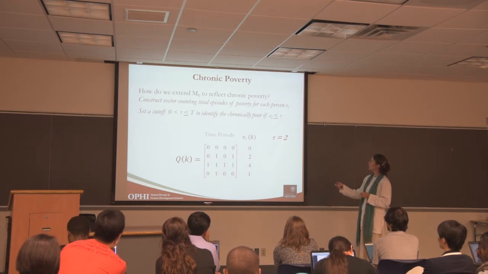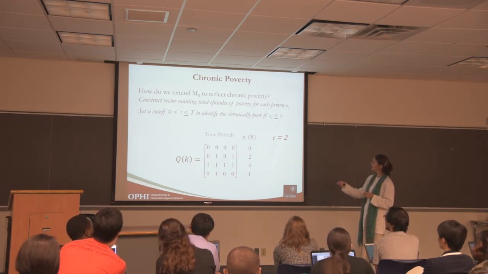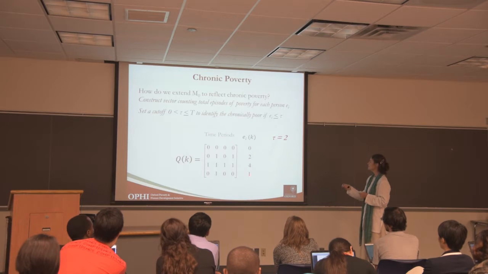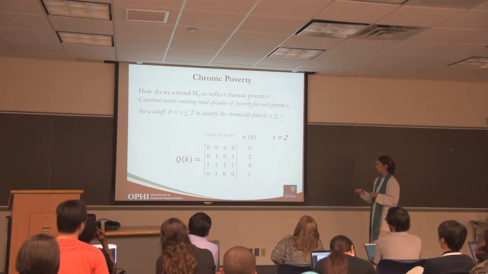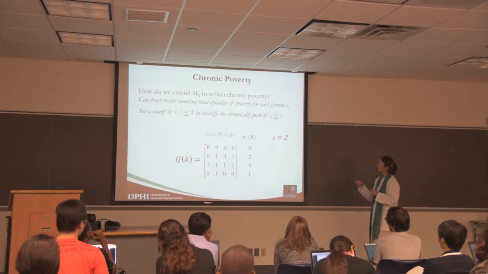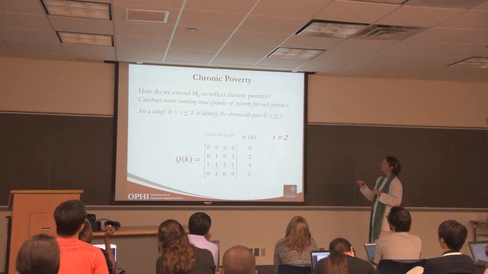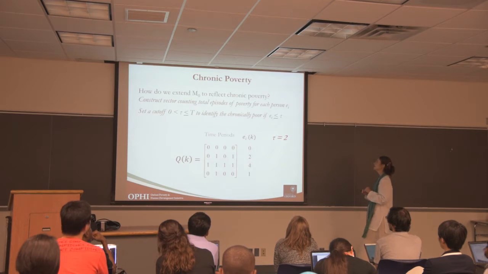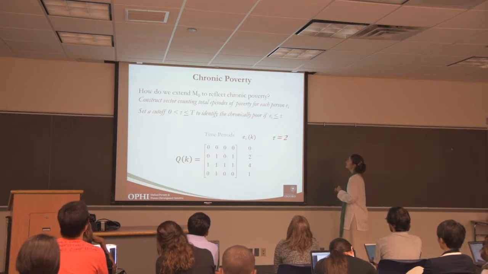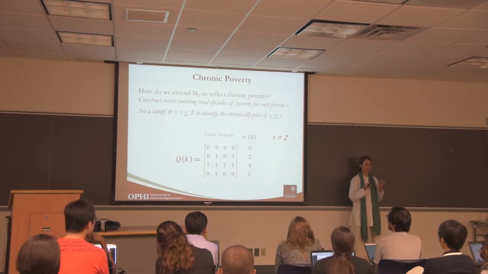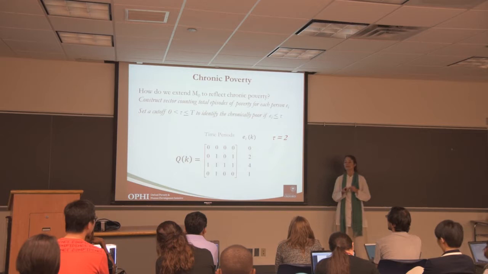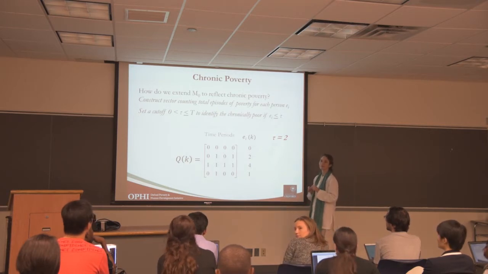So we're going to call this vector E of I, the number of periods in which the person was multidimensionally poor. And then we are going to set some cutoff, tau, which is the number of periods a person has to have experienced multidimensional poverty in order to be identified as chronically poor.